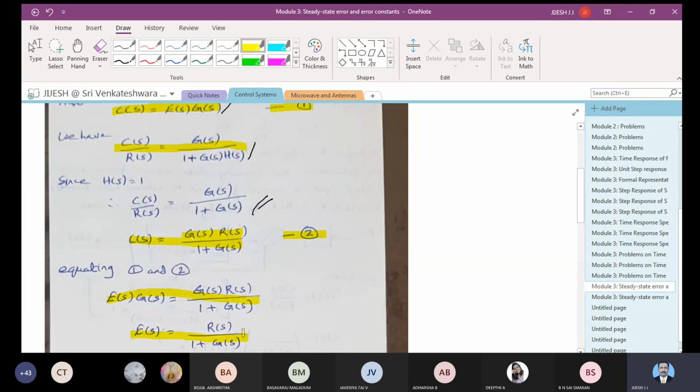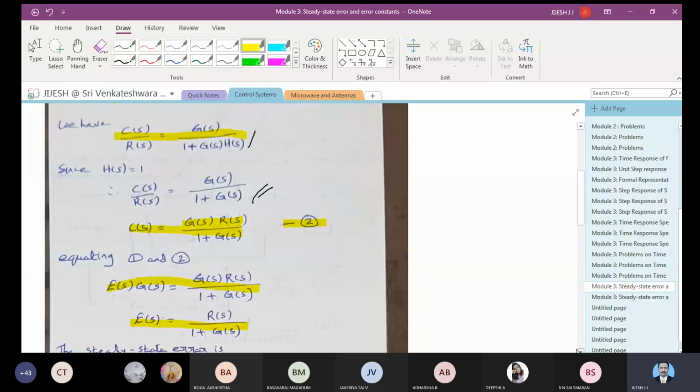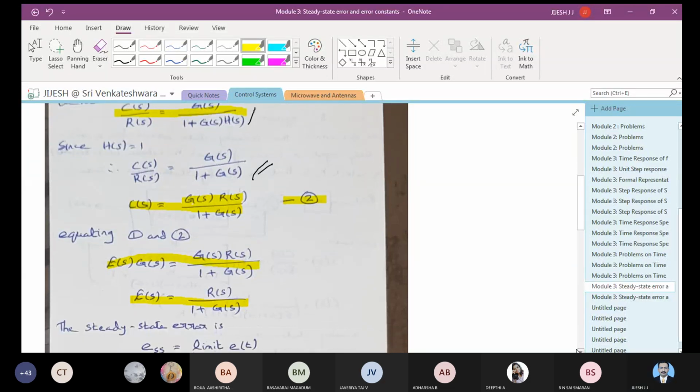So this we are studying for first order system. We have written the transfer function and all for first order system, that is G of s divided by 1 plus G of s H of s. So all of you got the equation for E of s as R of s divided by 1 plus G of s. Yes, sir. Okay, then everything is clear till here. Any doubts? Is it clear? Yes, sir, it's clear for all of you.